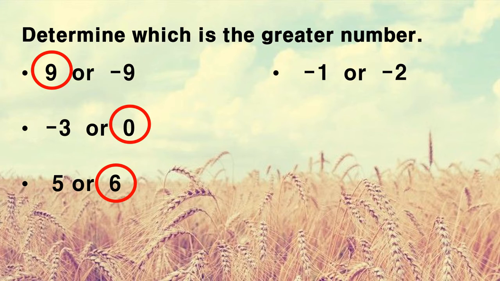Next one, negative 1 or negative 2. If both are negative numbers, you must think about your number line. Which one is positioned more to the left? The position to the left is always the smaller number. So our negative 1 is the greater number.